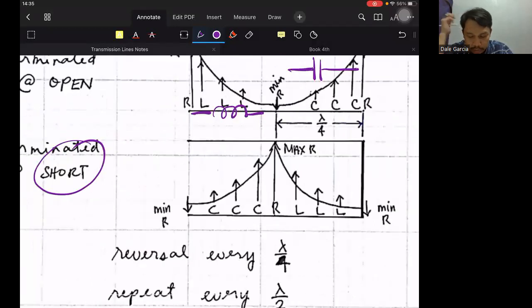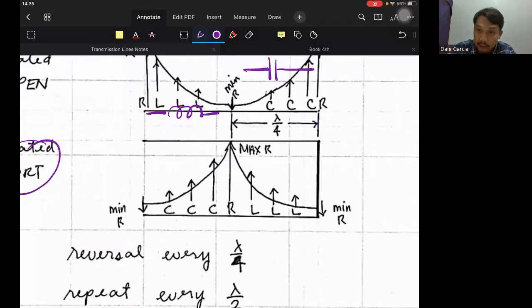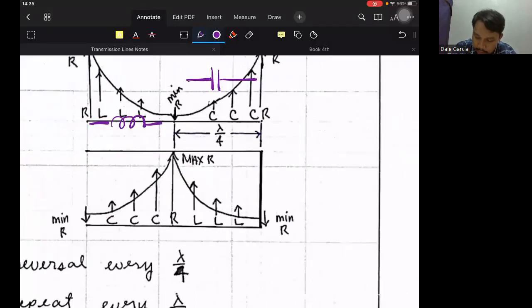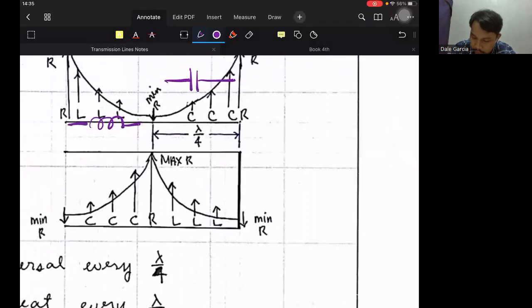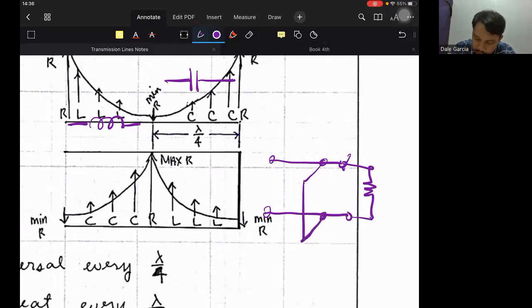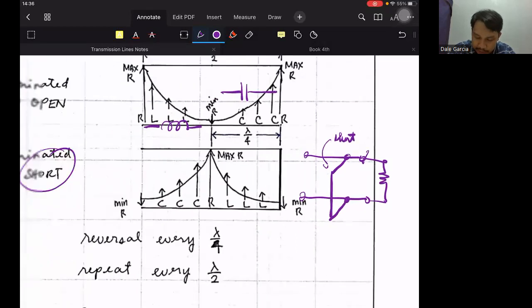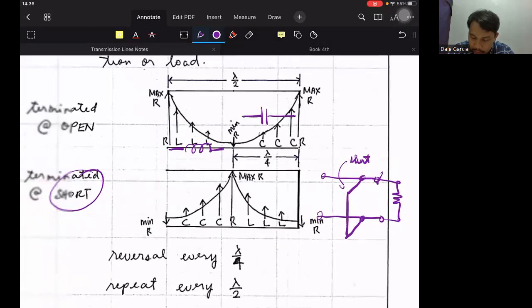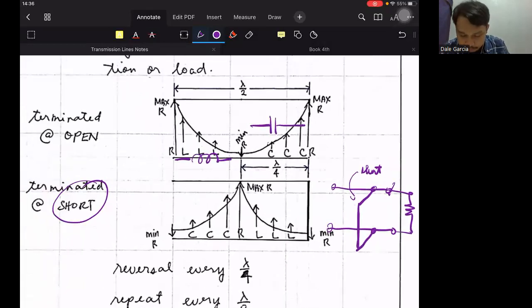If our line is short-circuited, just like in my example earlier that I drew, if this is our line, if this is our load, and we put the matching stub here as a short, the two are connected. So this is a short matching stub, and the reaction here is the same as the second graph.